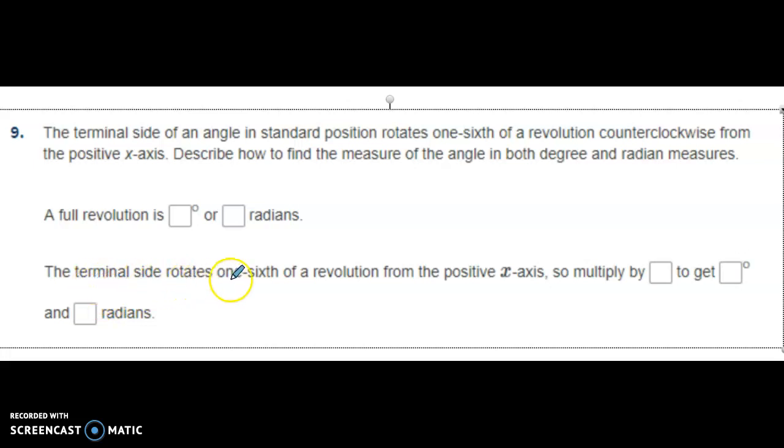So if the terminal side rotates 1/6 of a revolution from the positive x-axis, we multiply by 1/6 to get the degree. So if you take 360 and multiply by 1/6, that tells you what the angle degree would be. Or you would divide by 6 to find the radians. So you can take 2 pi, divide it by 6. That will tell you the radians of the angle.